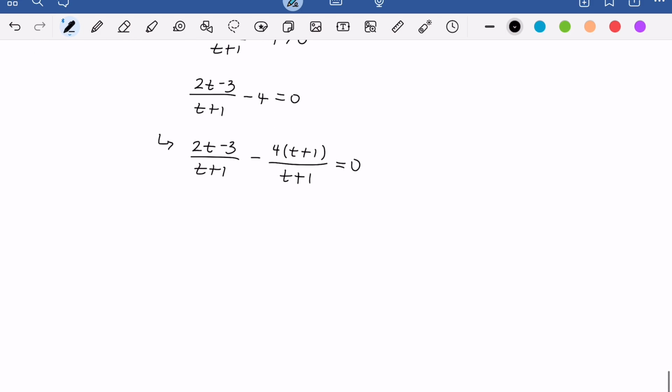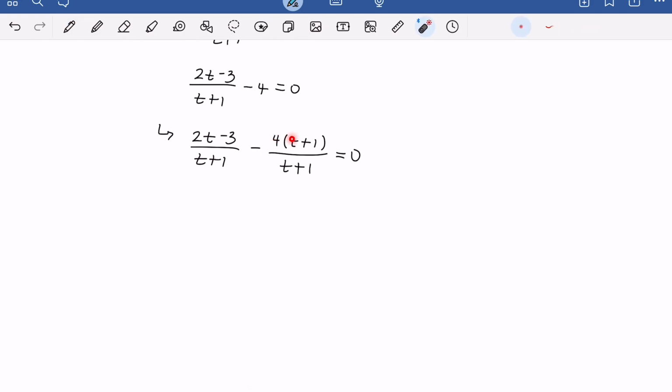Alright, so from here, what we'll do is distribute this negative 4 to both terms in our parentheses. Since we're subtracting both of these and they have a common denominator, this minus this can be all over one denominator. So we distribute this minus 4 to this term, giving minus 4t, and then to this term, giving a minus 4 there, and like I said, this is all going to be over one denominator.